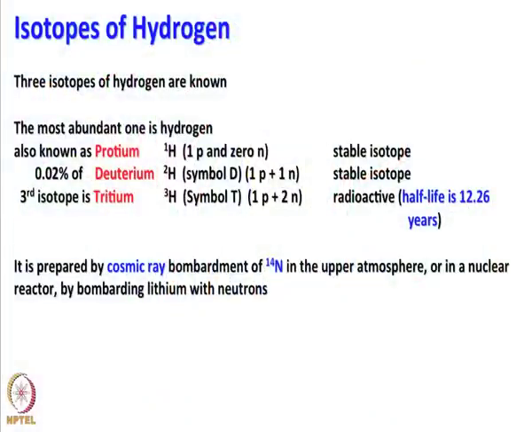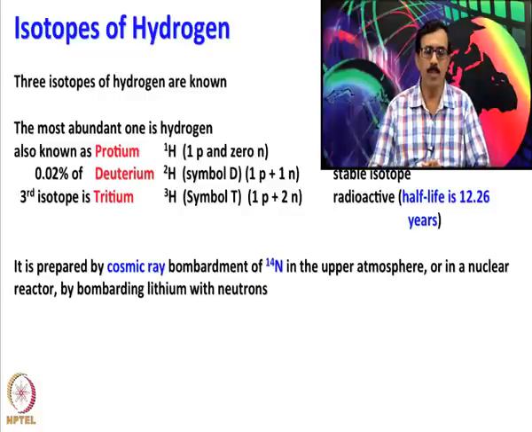So, the isotopes of hydrogen are 3. The most abundant one is protium with 1 electron and 1 proton without any neutron. It is a very stable isotope. The second isotope is deuterium. It has 1 proton and 1 neutron in the nucleus. And the third one is tritium, which is radioactive.